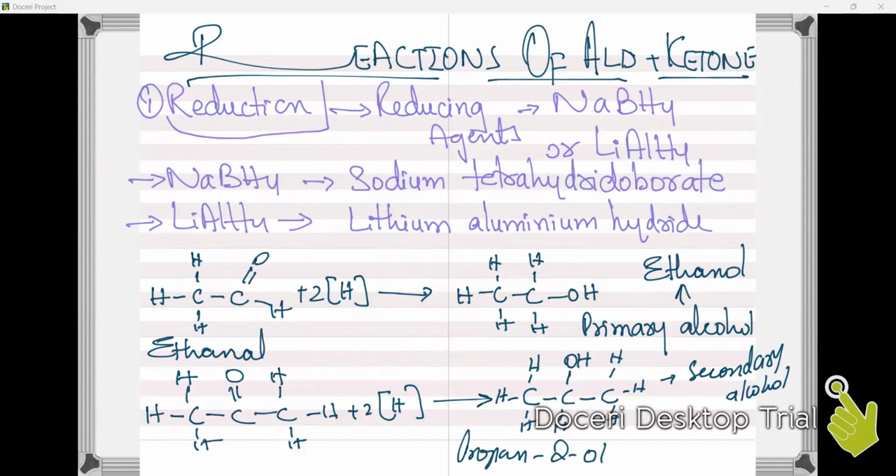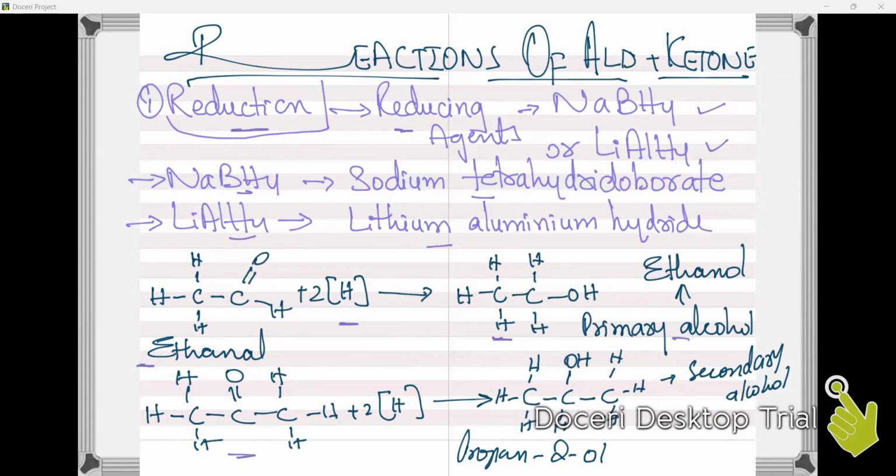Reactions of aldehydes and ketones. Now, reaction number one is reduction. In reduction, what agents are we using? We are using reducing agents like NaBH4 and LiAlH4. NaBH4 is sodium tetrahydroborate, and LiAlH4 is lithium aluminum hydride. If you want to remember the names, you can, of course. So ethanal reacting with hydrogen gives us what? It gives us a primary alcohol as the end product.